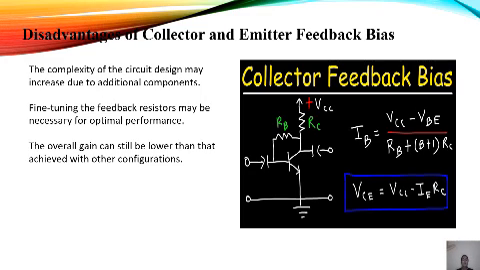Disadvantages of collector and emitter feedback bias. The complexity of circuit design may increase due to additional components. Fine tuning of the feedback resistor may be necessary for optimal performance. The overall gain can still be lower than that achieved with other configurations.